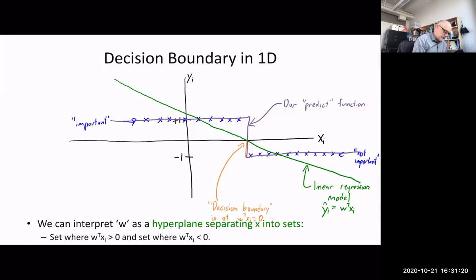So we can interpret this W transpose thing as basically a hyperplane separating our training data into two sets, right? There's a set where W transpose Xi is greater than 0 over here, and a set where W transpose Xi is less than 0 over there. Straightforward so far.